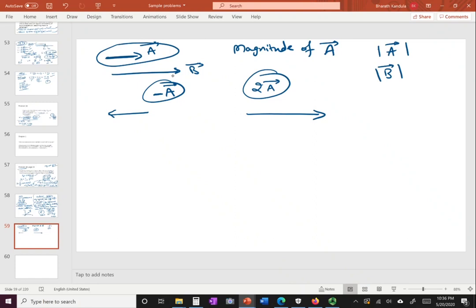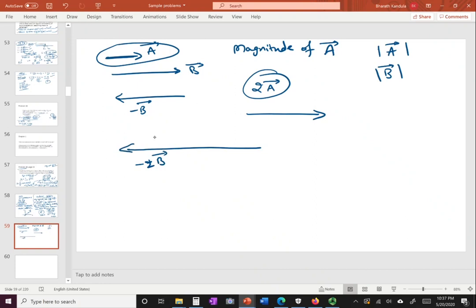Now suppose you need to sketch negative b. That means you will sketch exactly opposite to this vector, same length. So this is the negative b vector. Suppose you need to sketch negative 2b, then you will sketch a vector double this one, which is this vector. So that's 2b. Suppose the vector is at an angle, then also you will do the same thing. So that's negative a.